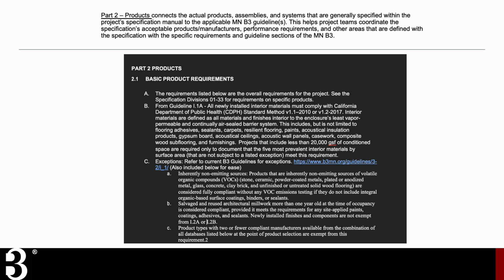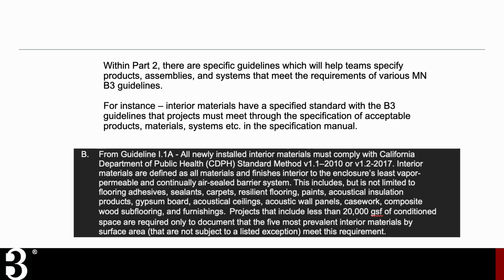And like most things in this template, you've got to go through there and apply it on a project-by-project basis. So an example of this within Part 2 is Guideline I-1A, and this is referencing the California DPH standard method for interior materials that are located inside of the enclosure's least vapor permeable and continually air-sealed barrier system. Products that fall within this need to comply with the standard. And this is just one example of the detail and nuance that the template gets into, but also the breadth of coverage that B3 applies within any project. There's interior materials, exterior materials, there's systems, all sorts of things that fall under here.